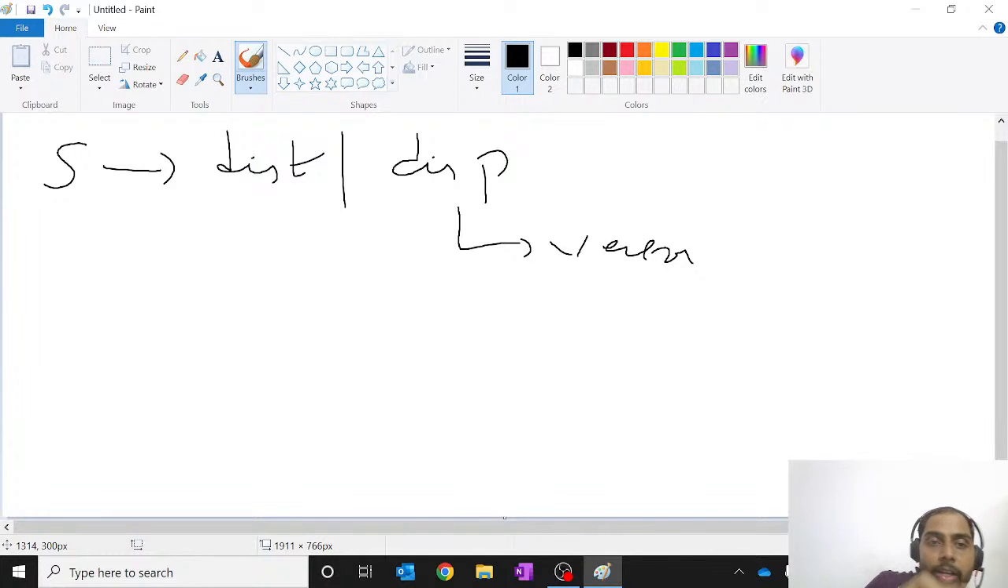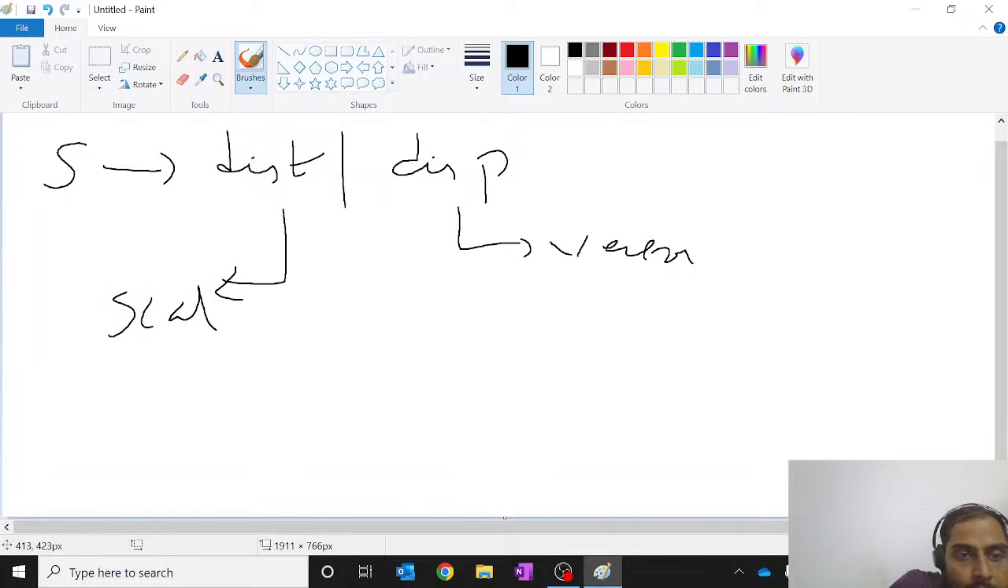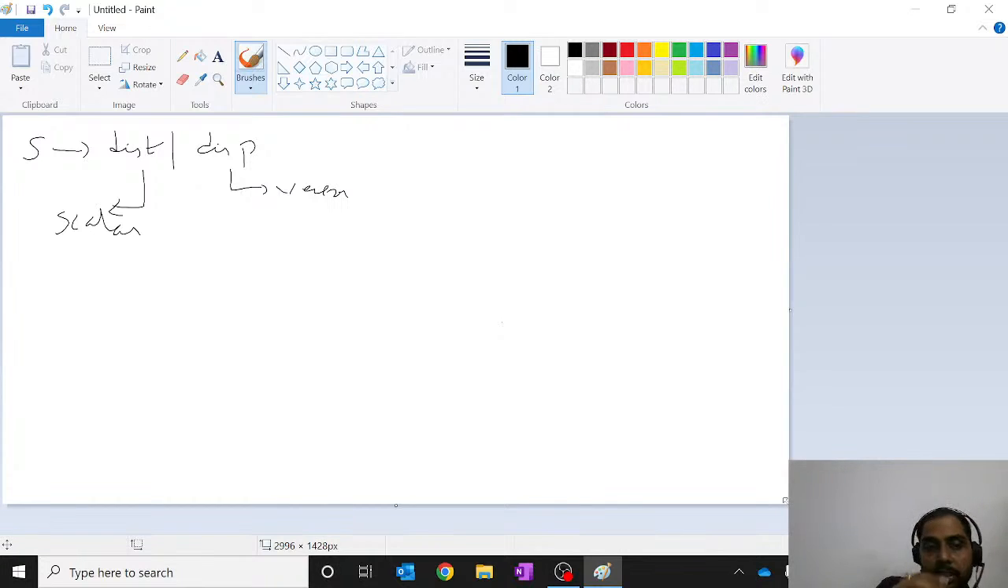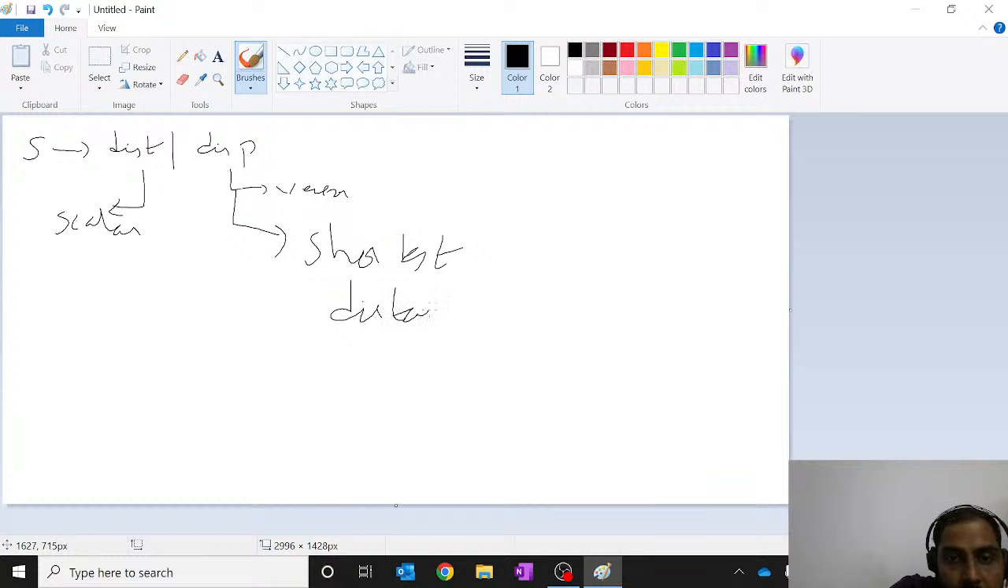As I've told you, distance is a scalar while displacement is a vector. Correct? Noted. Most obvious thing. Now, the second most important thing: how do you define displacement? It is nothing but the shortest distance.